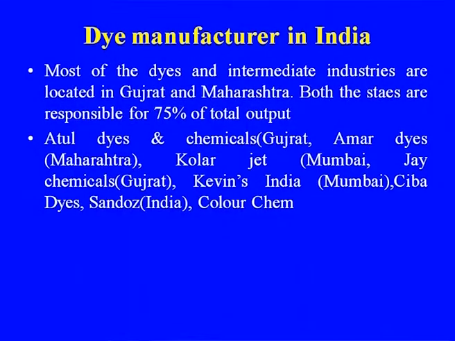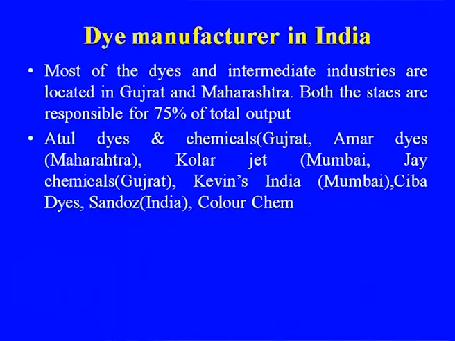Dye manufacture in India. Most of the dyes and intermediate industries are located in Gujarat and Maharashtra. Both these states are responsible for 75% of the total output. As I told you earlier also, these are the states where the textile industry developed, and a large variety of textiles, starting from cotton to polyester and the acrylic fiber that we are making, so the major consumption is also there.